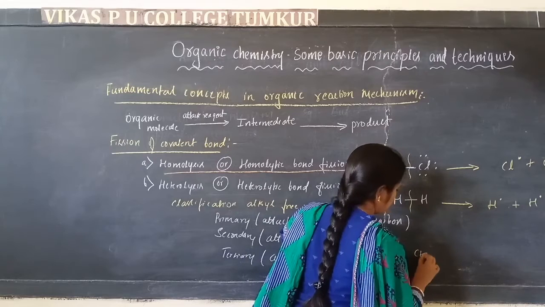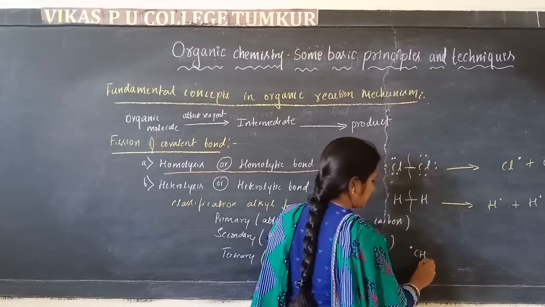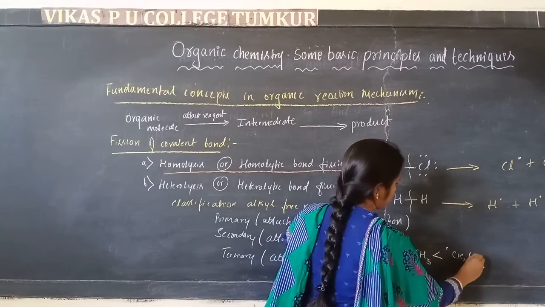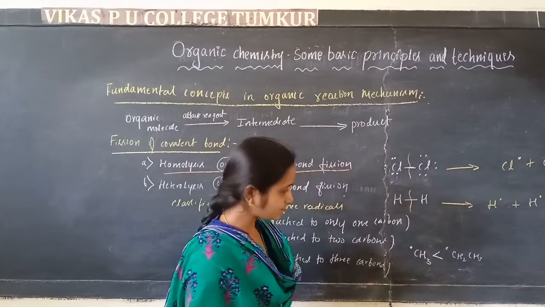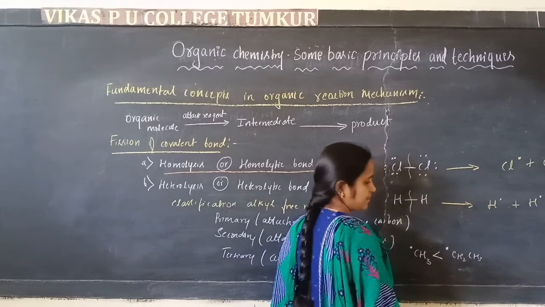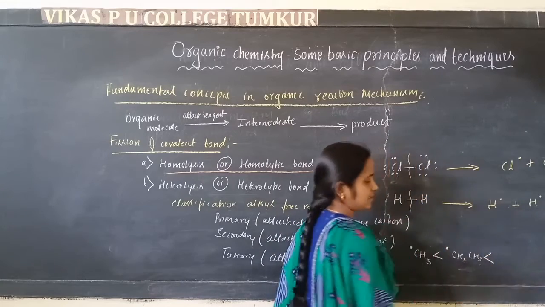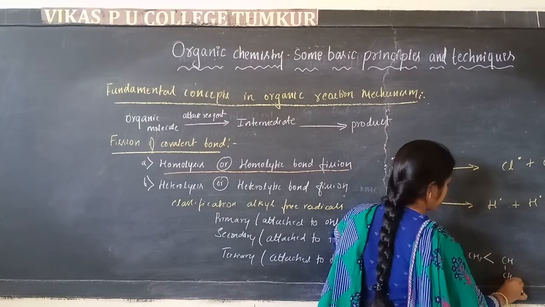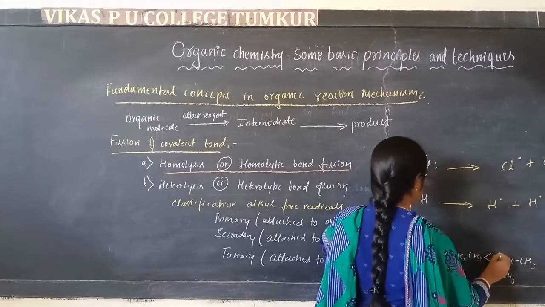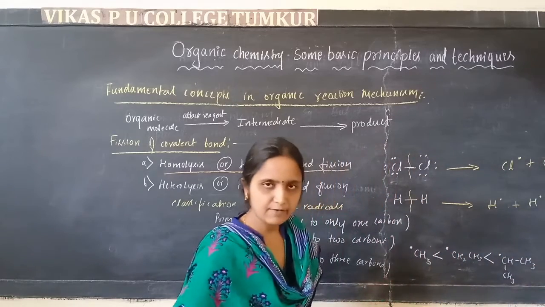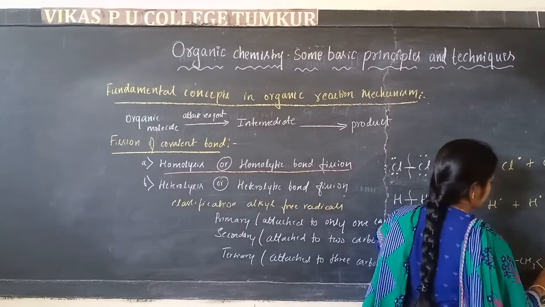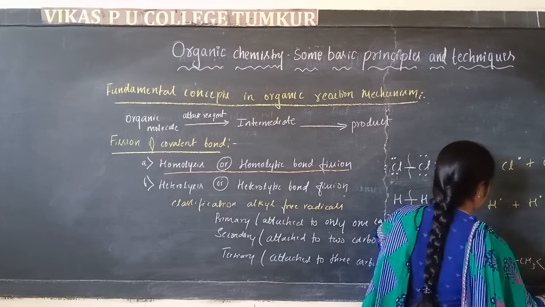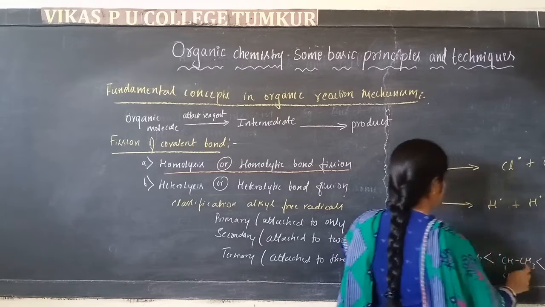free radical. The methyl free radical is less stable than the primary free radical. Primary free radical is less stable than the secondary free radical. Then secondary free radical is less stable than the tertiary free radical. That is tertiary free radical. This is about the stability of the free radical.